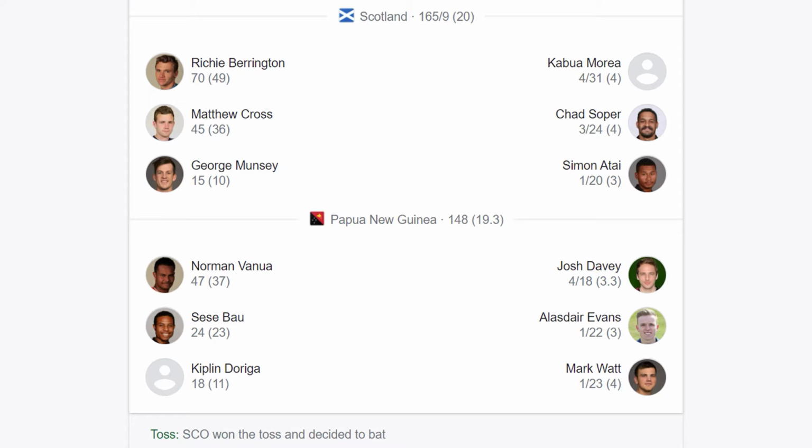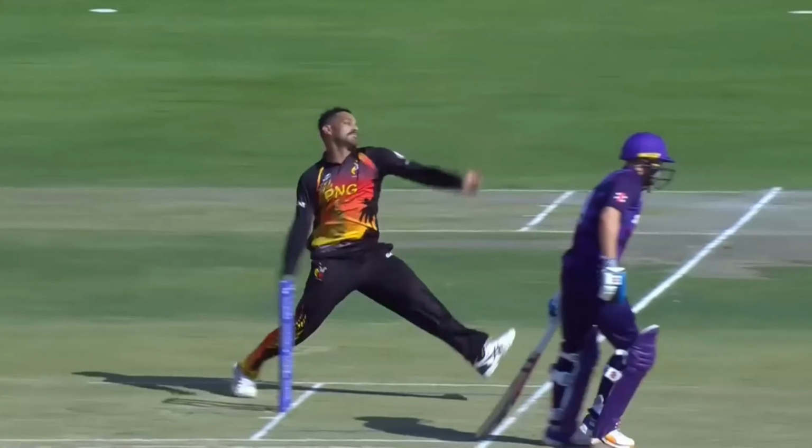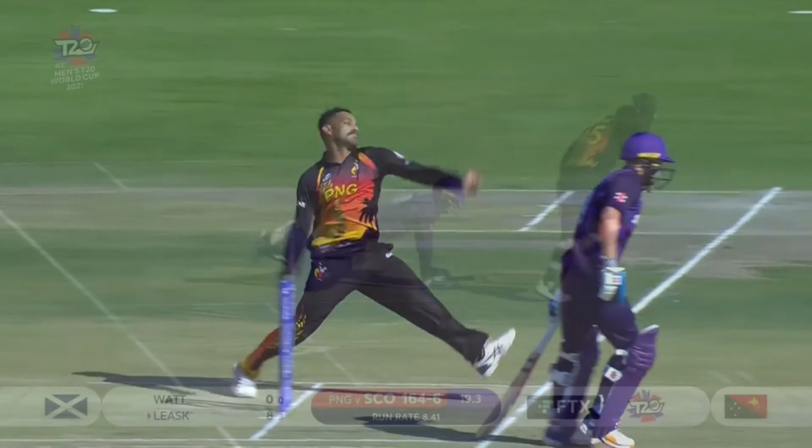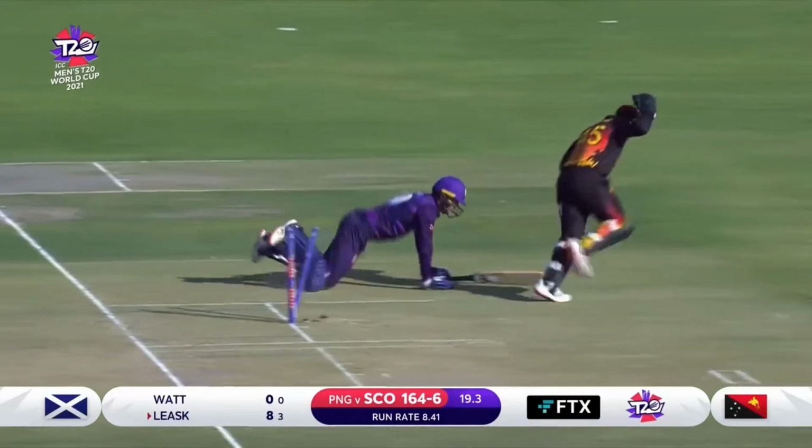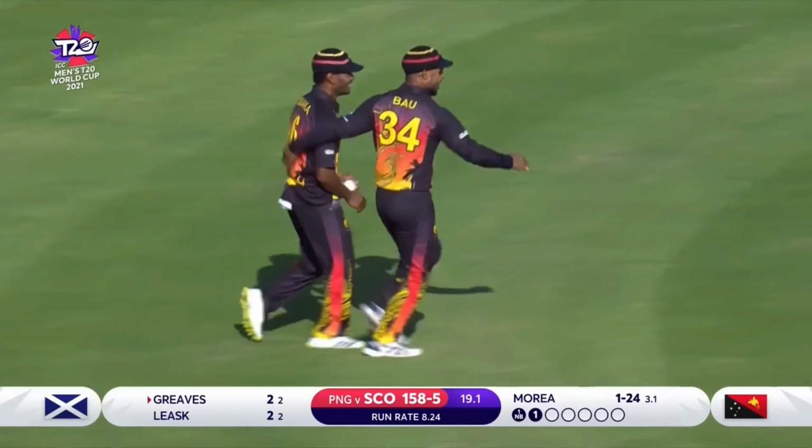And when we look at the bowling figures, you'll see Papua Maria was the main wicket taker, and in fact 4 wickets fell in his last over, in the 20th over, and that was, as we saw, a really important turning point, change of momentum point for Papua New Guinea to give themselves a total that they could chase down. Maria was well supported by Chad Soper and Simon Attai.